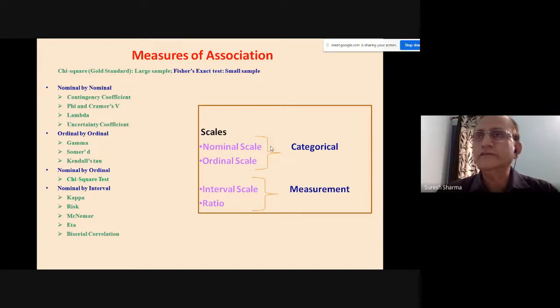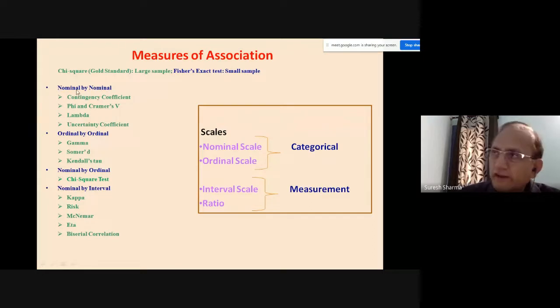Which type of correlations are applicable then, if the situation is nominal by nominal? Nominal by nominal means one variable is on a nominal scale, like gender, and another variable is also on a nominal scale, like blood types. Then which correlations should be computed? These are the ones I listed: contingency coefficient, phi and Cramer's V, lambda coefficient, and uncertainty coefficient. Out of these, the uncertainty coefficient is the best one.